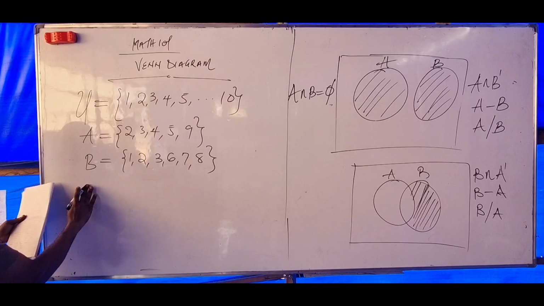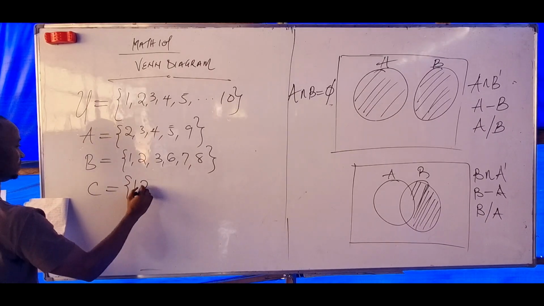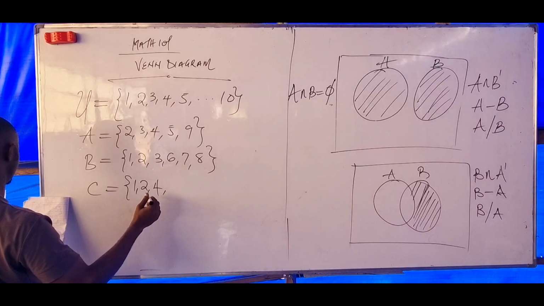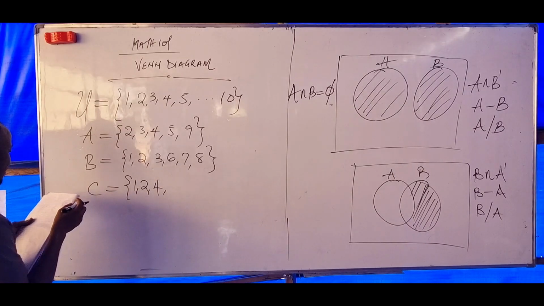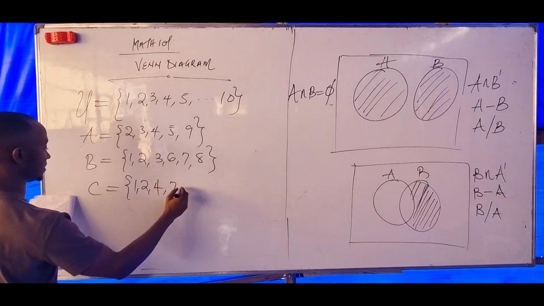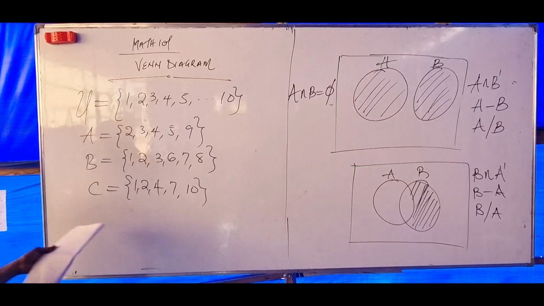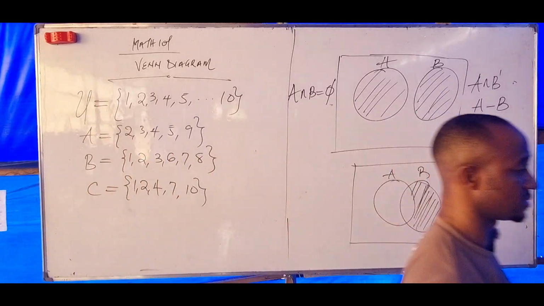There's also subset C, and C here says 1, 2, 4, 7 and 10. So what does the question say here? Represent it.